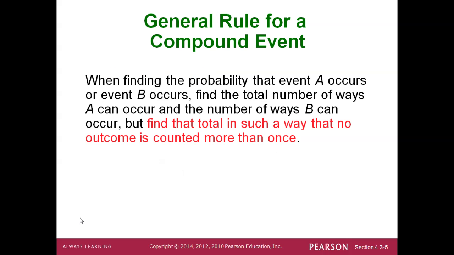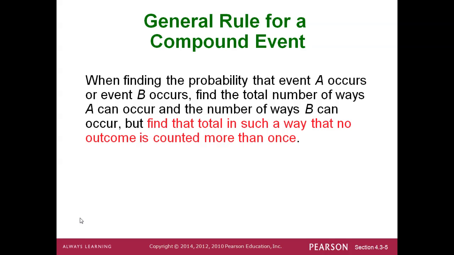General rule for a compound event: find the total number of ways that A can occur, the total number of ways that B can occur, and then find the total in such a way that no outcome is counted more than once. We have to take out the ones where there's an overlap, where both of them happen. That's the red part.